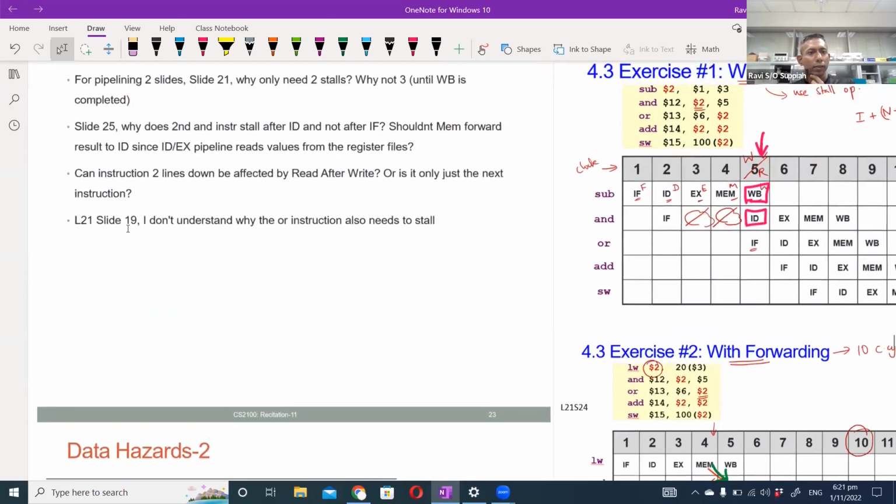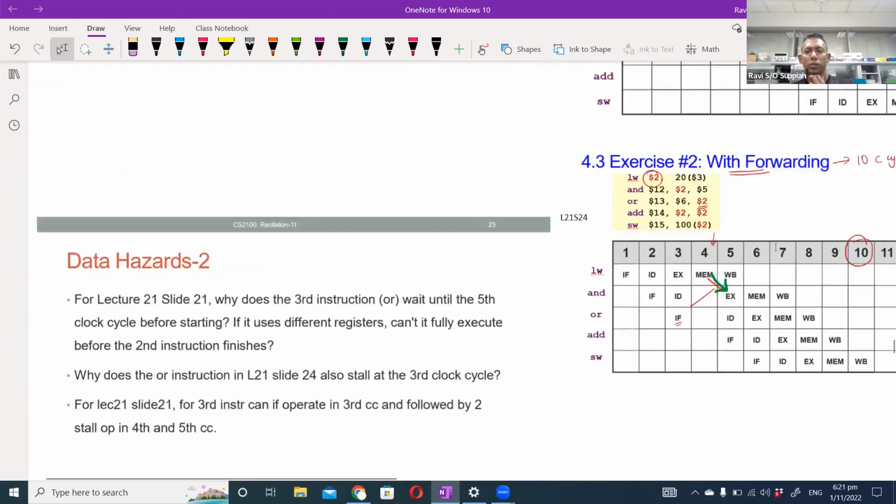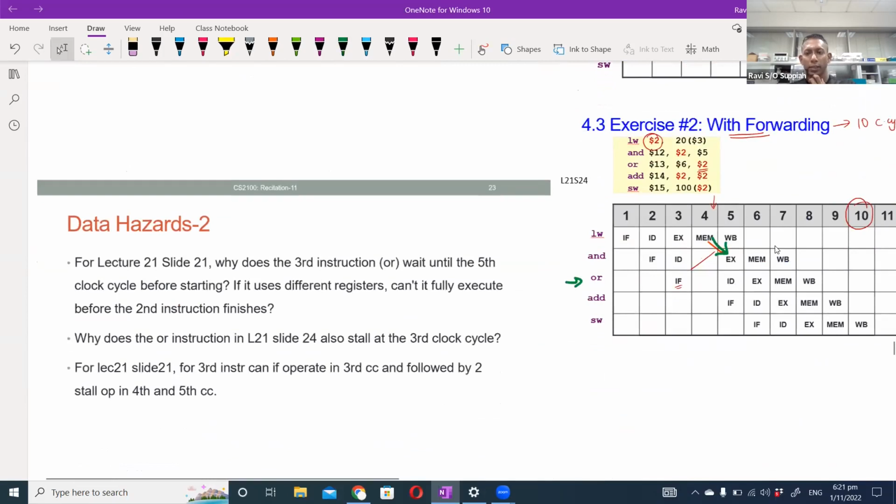I think this is the same question: why does the OR instruction also need to stall? Like I said earlier, at any point of time, one instruction can occupy one stage in the pipeline. My earlier instruction is already occupying the decode stage, which means that when my current instruction is in the IF stage, I cannot go on to the decode stage until that stage is cleared up. So I have to stall until the earlier instruction moves on to the next stage. Then my current instruction will go on to the decode stage.